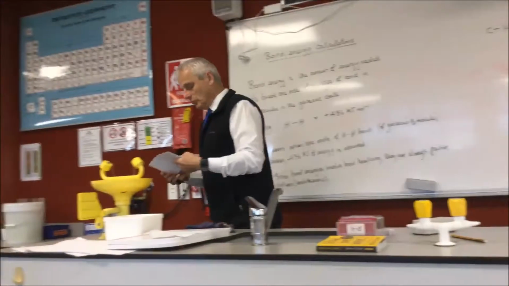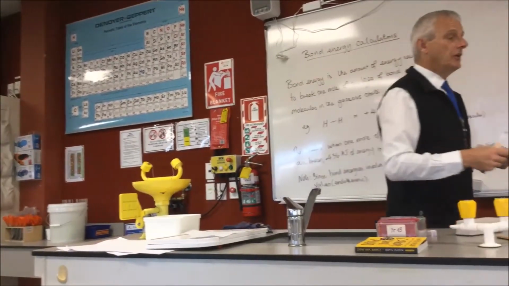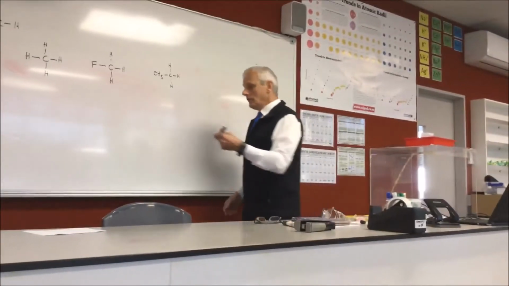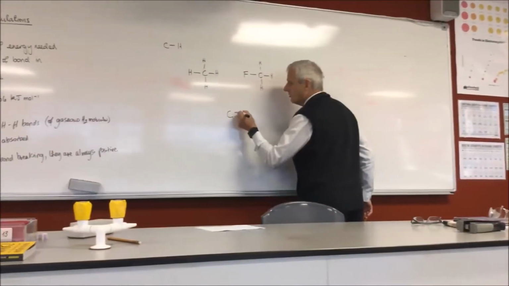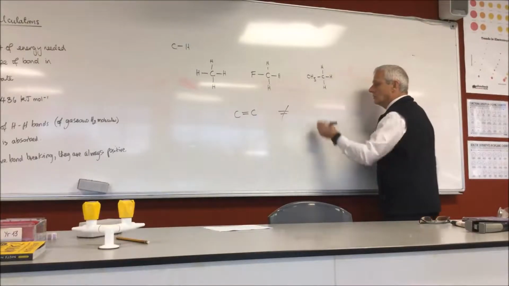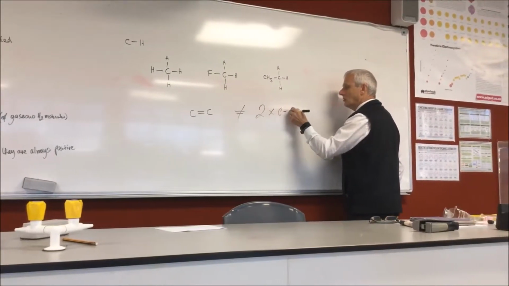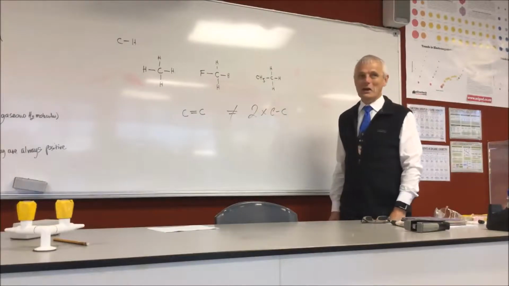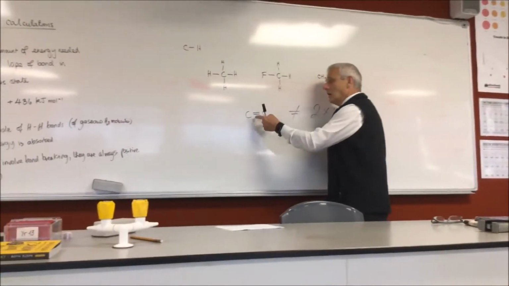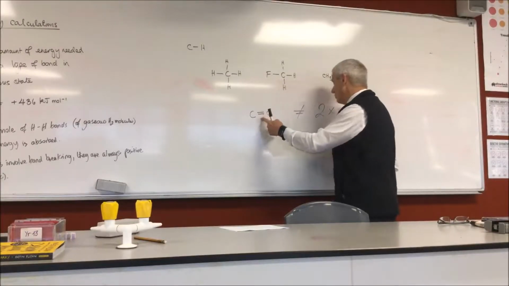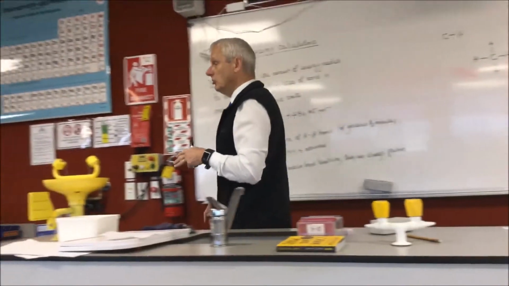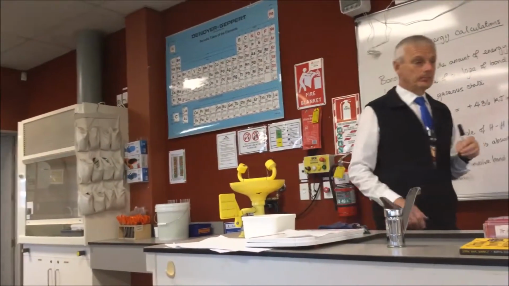Okay? And you'll see, as I've said, they're all positive. Now, another thing you need to note: if you look at something like a C double bond C, that is not equal to 2 times a single bond. It's not the way it works. So when we come to use these, if you can't see this immediately, don't just think, oh, I'll take 2 times C single bond C, because you'll get it wrong. Okay, you must use the correct values.